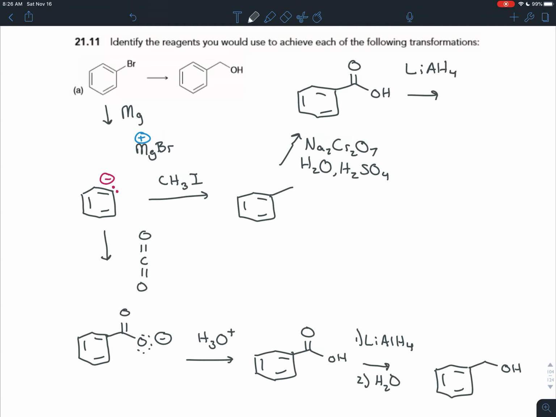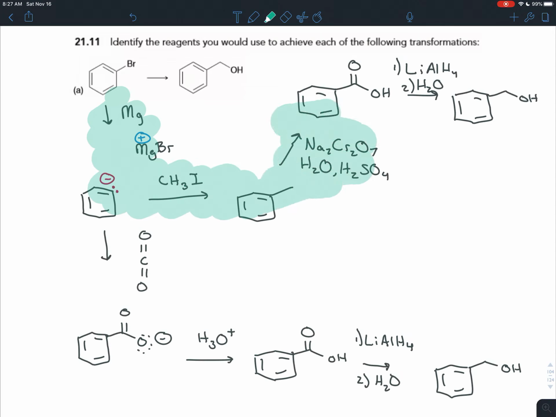So lithium aluminum hydride followed by water, and that would just replace the 2 bonds to that oxygen with 2 bonds to implied hydrogens there. So that's another option. You could create the Grignard reagent, treat it with methyl iodide, oxidize the benzylic position, and then reduce it.